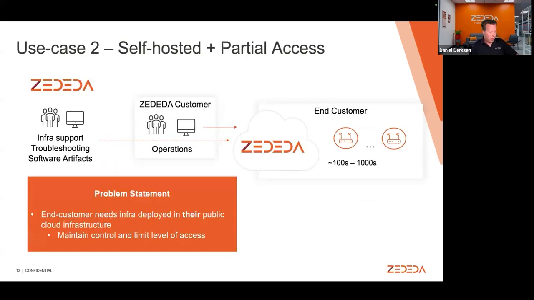Second scenario is a self-hosted scenario, but with partial access. So this is kind of a two-tier model. So we have our customer, the Zadida customer, who has their own end customer. And in this specific scenario, the end customer, for regulatory reasons, needs to have our solution in their own environment. And in their environment, in this specific case, it is still a public cloud, but it's their tenant in a public cloud.